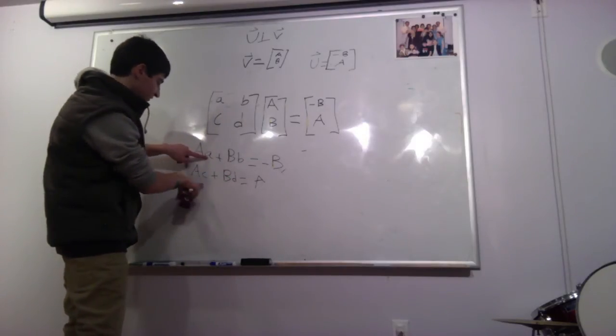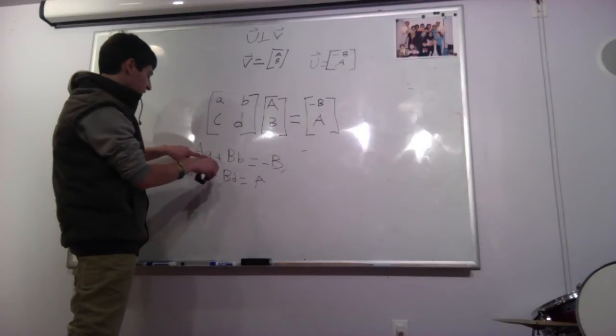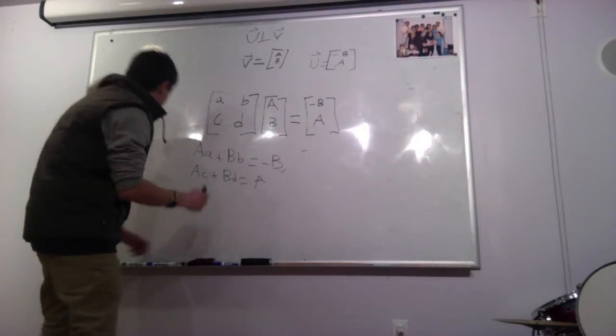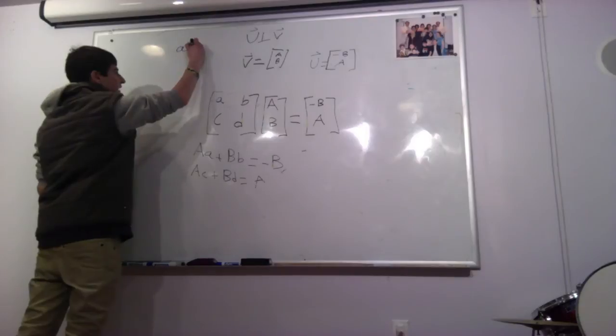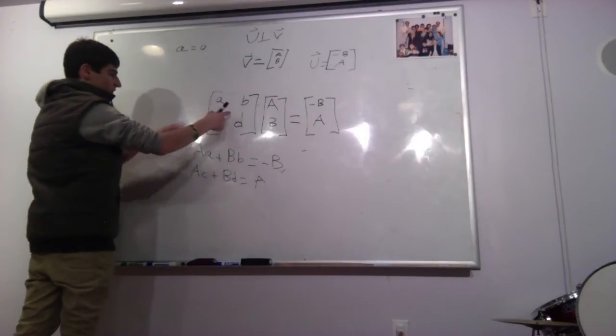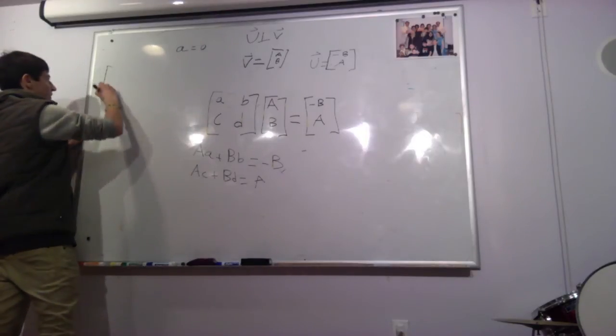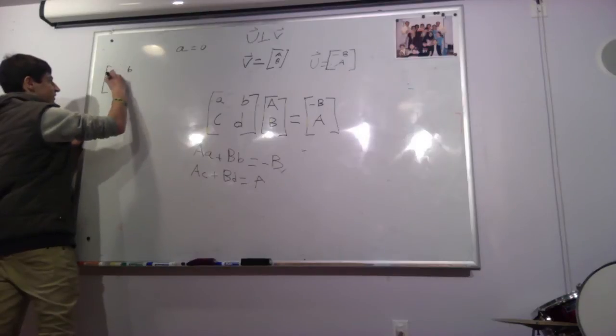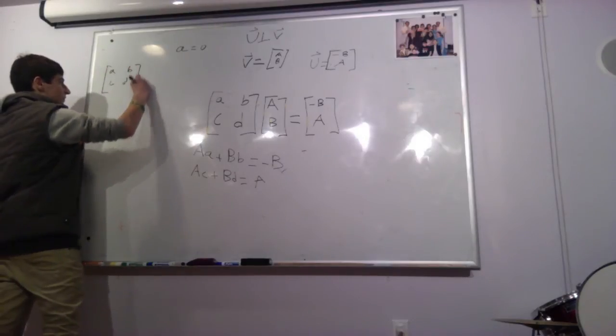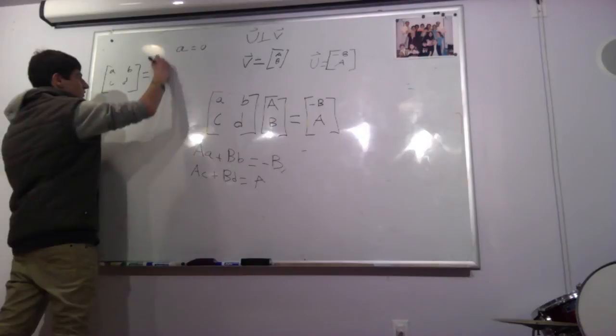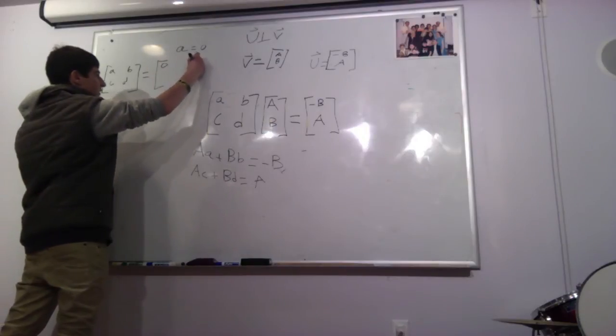It doesn't, because there's no lowercase a's in here. So we know lowercase a is equal to 0. Lowercase a is equal to 0. So I'm going to put that there. A, B, C, D is equal to, so lowercase a is equal to 0.